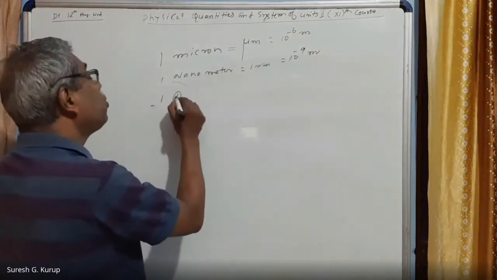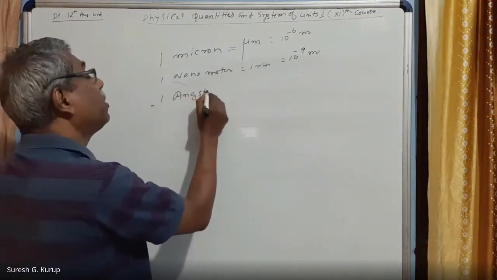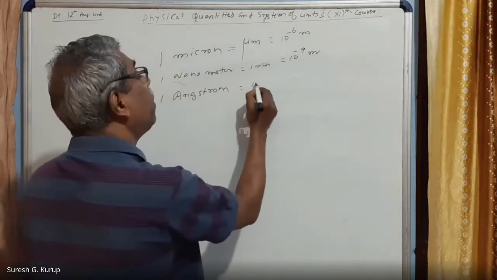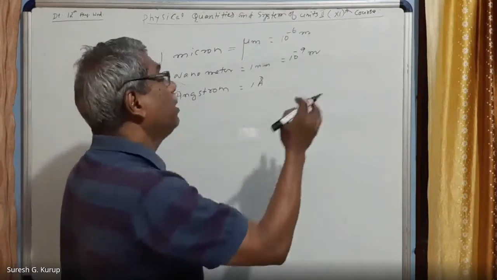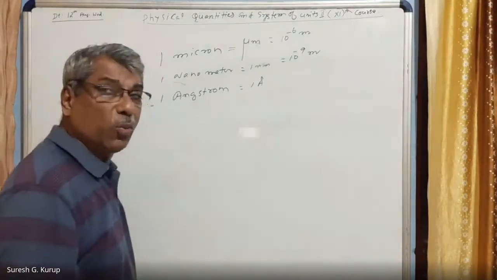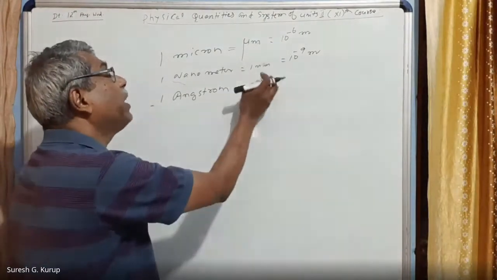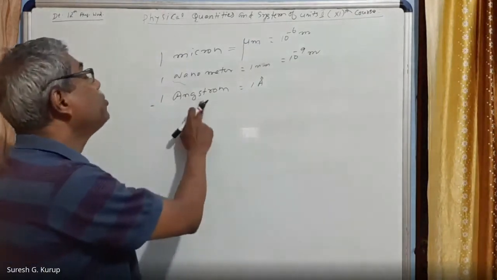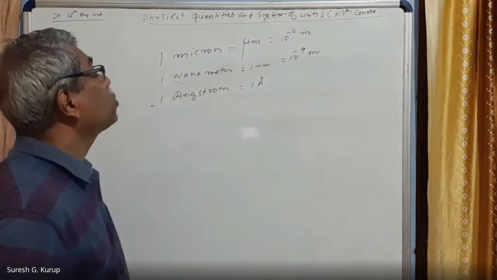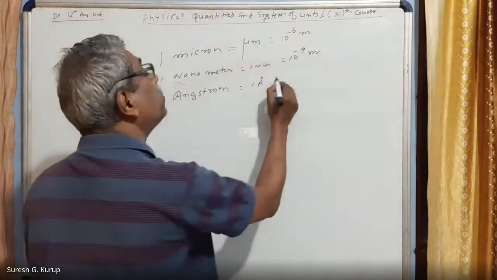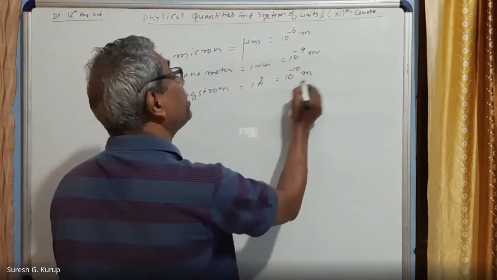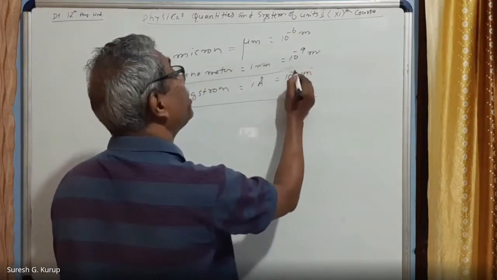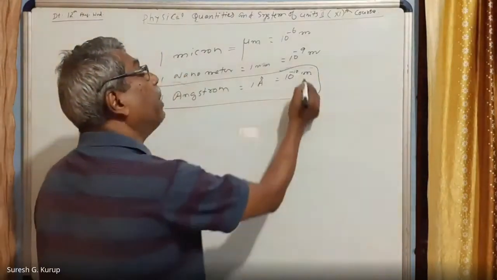Next, remember the angstrom unit, A-N-G-S-T-R-O-M. It is denoted by A with a small circle mark on the top of A. Then you will read this as angstrom. Angstrom unit is equal to 10 raised to minus 10 meter. So this is important. Nano is also important, right? 10 raised to minus 10 meter.